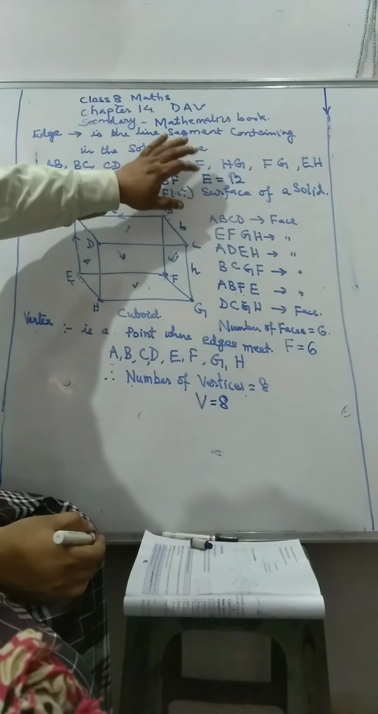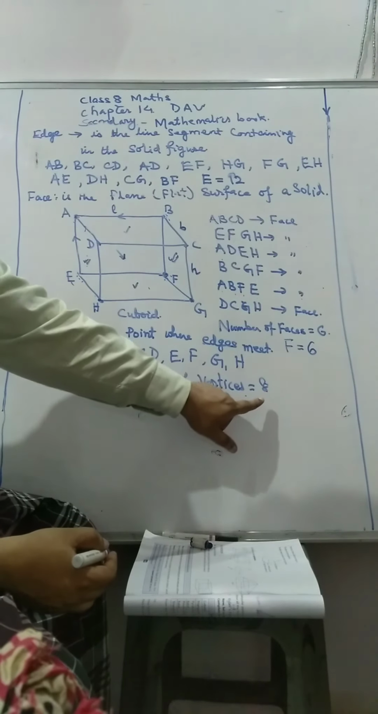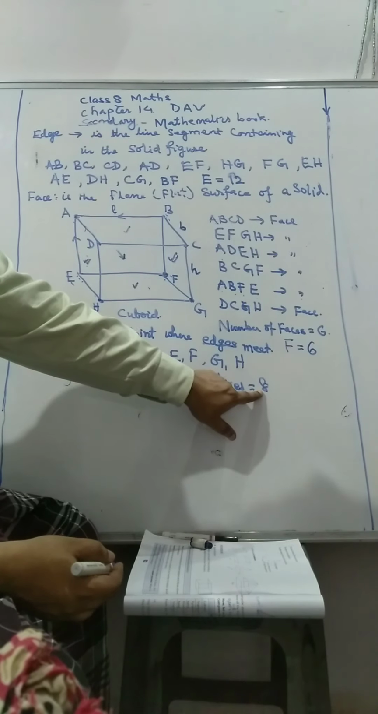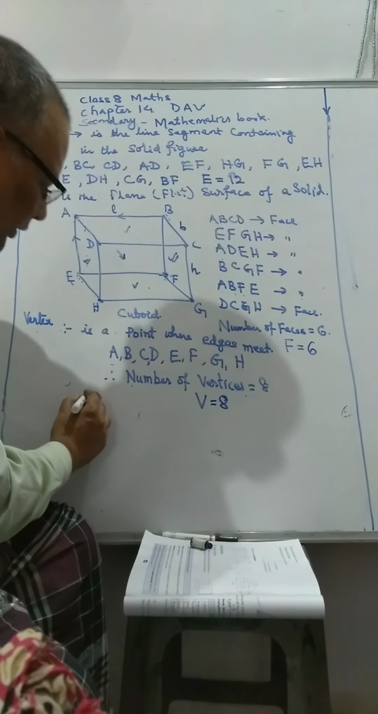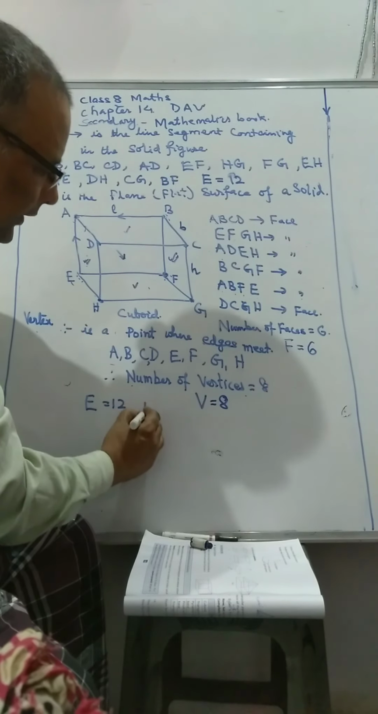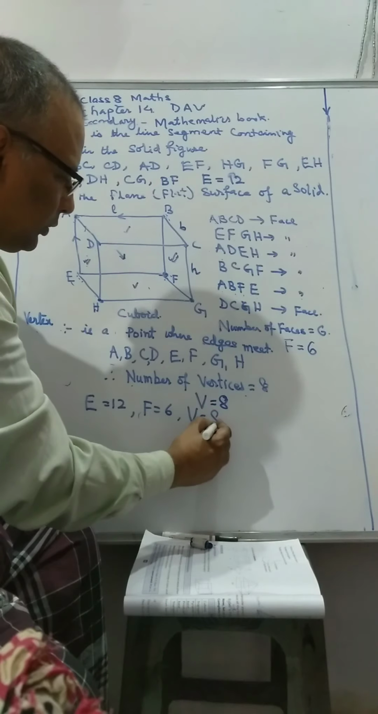So here the edges are equal to 12, faces are equal to 6, and vertices are equal to 8.